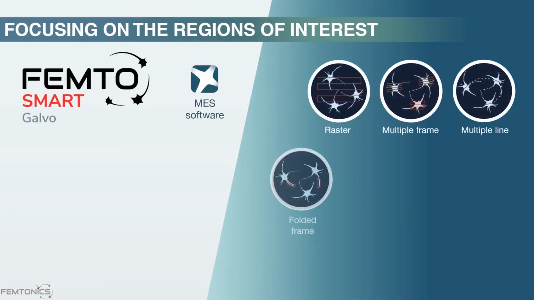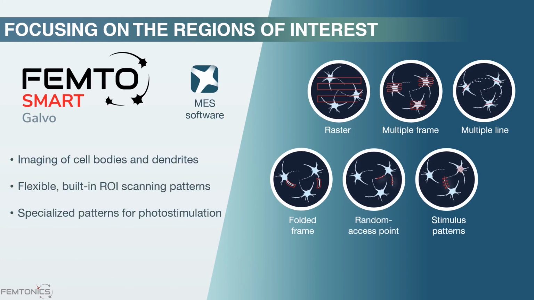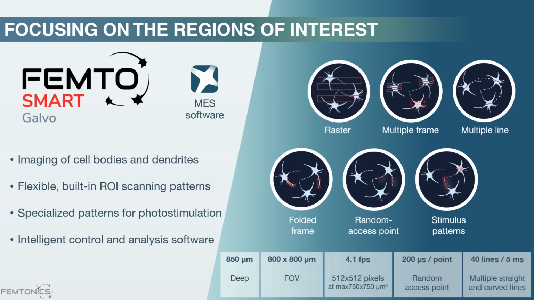Our system is equipped with the fastest galvano scanners available on the market today. It allows the scanning of a 512 by 512 pixel area at a 4.1 frames per second speed. As opposed to resonance scanners, Galvo scanners enable flexible scanning patterns. These built-in ROI scanning patterns increase signal-to-noise ratio, which is further improved by high-quality detection optics.